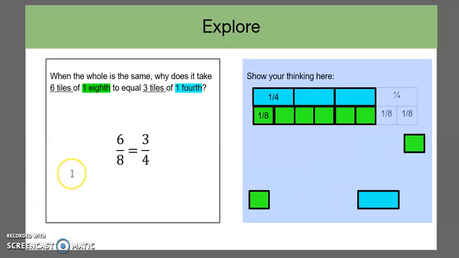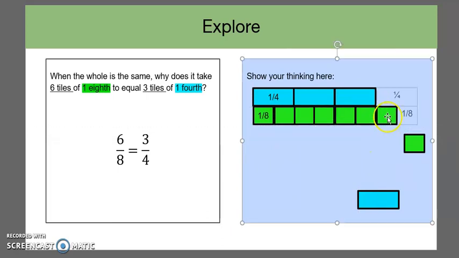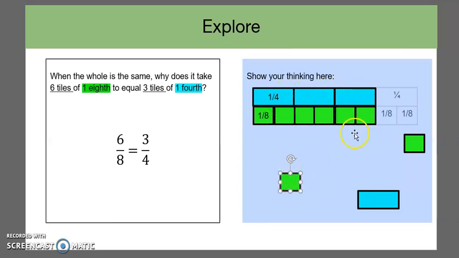To help you with this problem, we're going to look at when the whole is the same, why does it take 6 tiles of 1/8 to equal 3 tiles of 1/4? What I provided here are the 1/8 tiles. We see that it's green, so we could even move it here, and we notice it follows the 1/8. It covers it up. So I'm going to move it back. 1/4 is the blue tile, and we can move it up here to show that it's the same over here.